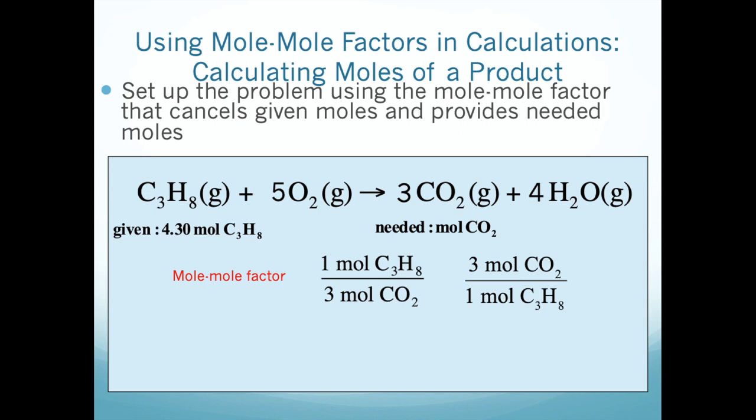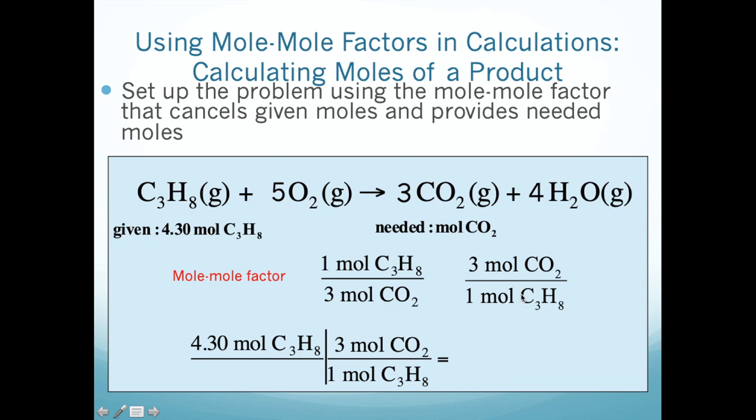So now think about what we need, right? We have 4.3 moles of propane. That's what we're starting with. So which of those conversion factors would get moles of propane to cancel out? Well, we want to pick the one that has propane in the denominator, so we're going to pick this one on the right here. So we take our 4.3 moles of propane times 3 divided by 1. Notice that gets moles of propane to cancel out and leaves us with moles of carbon dioxide. So 4.3 times 3 is 12.9 moles of carbon dioxide, and that's our answer.